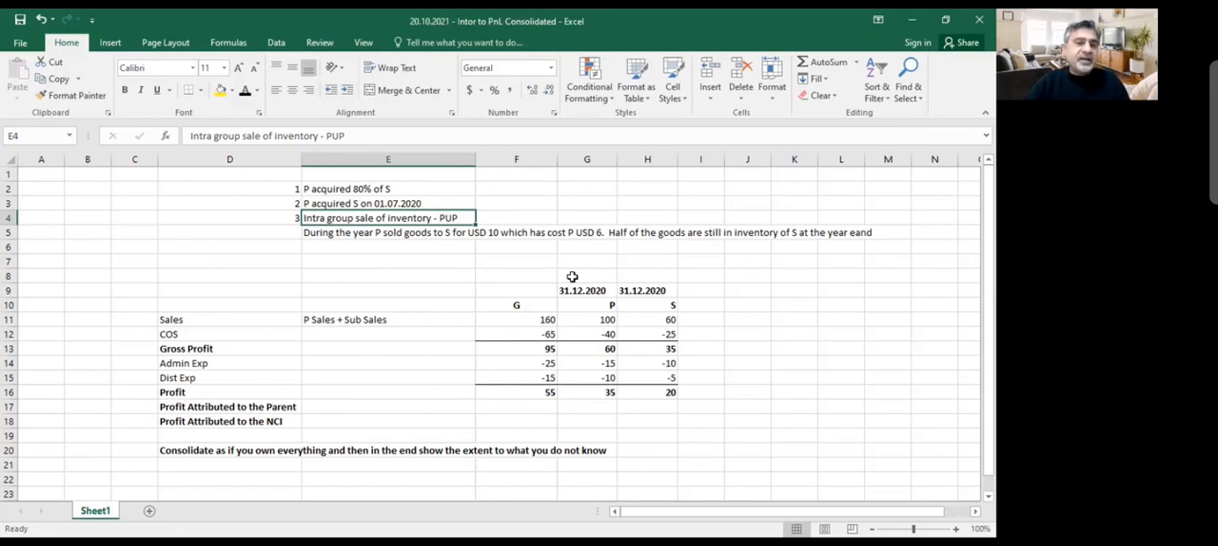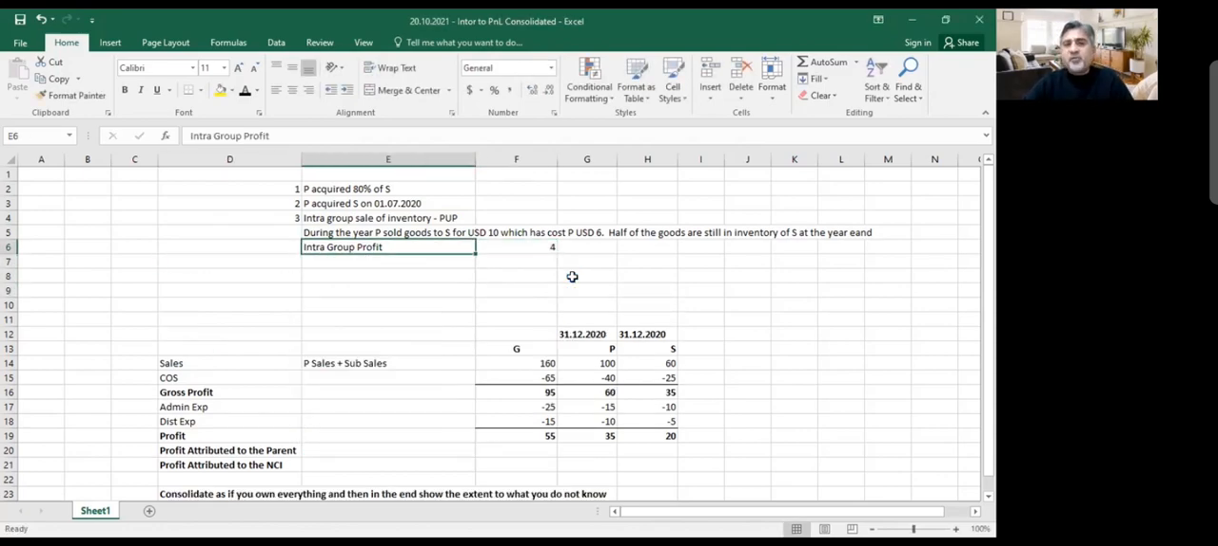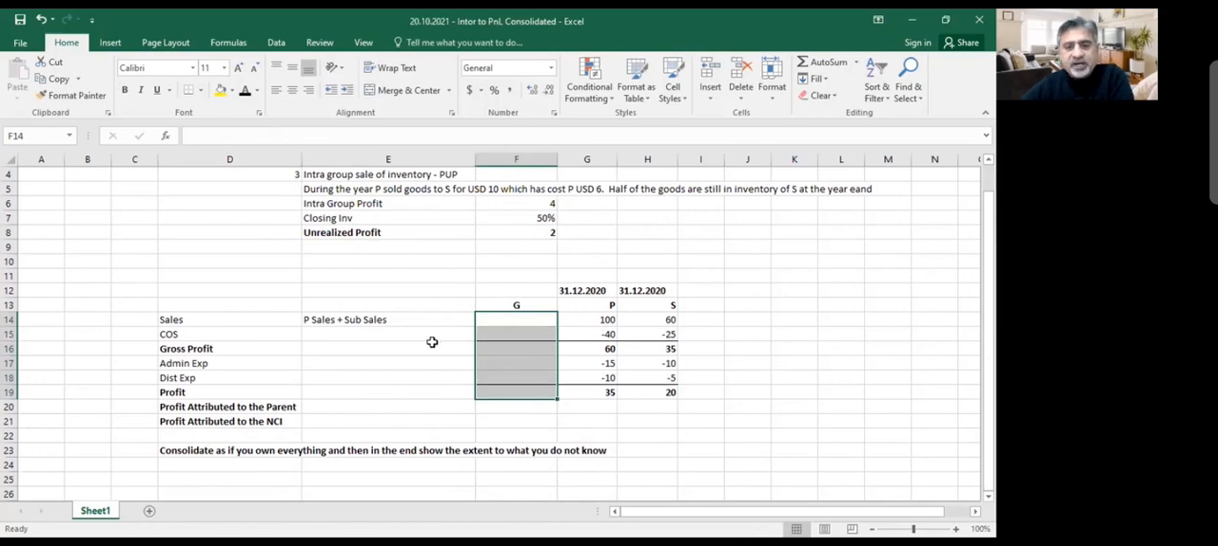Number two, find out how much is the unrealized profit. How much is the intra-group profit? Intra-group profit was $4, because the parent purchased these goods for 6 and sold them for 10. So intra-group profit was 4. How much is closing inventory? Closing inventory is 50%. So it means that unrealized profit was $2. Now this is very important to understand. Unrealized profit is $2. Now we are ready to start doing consolidation.